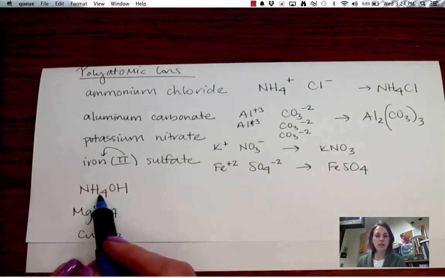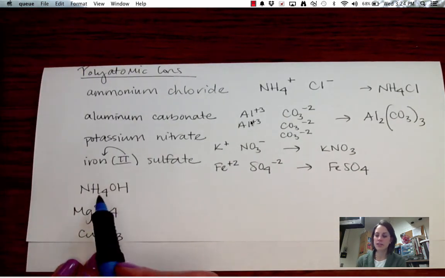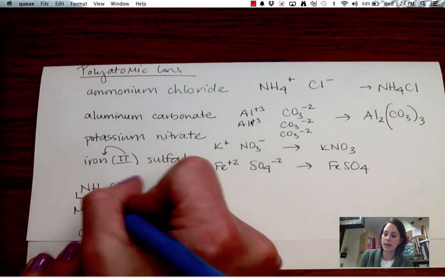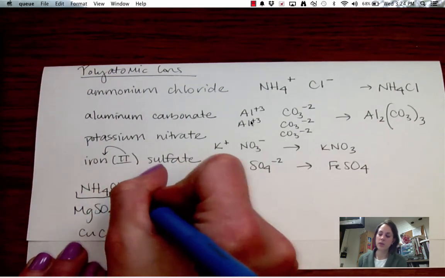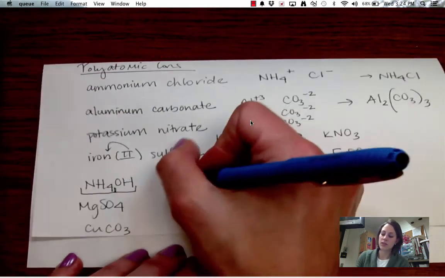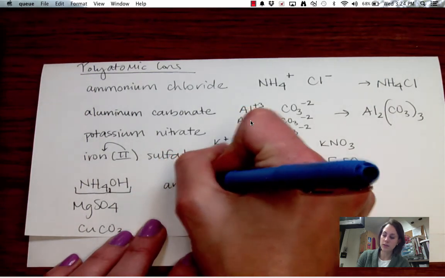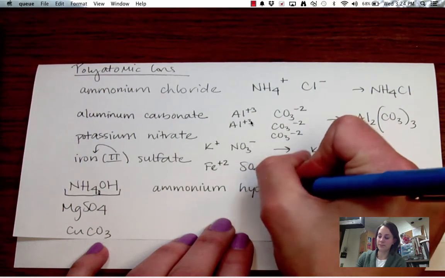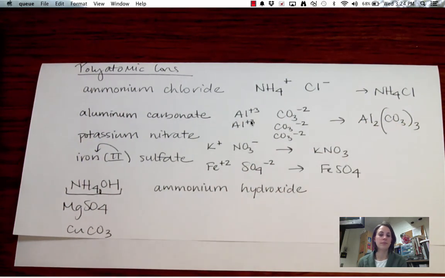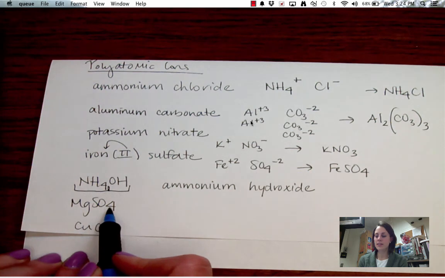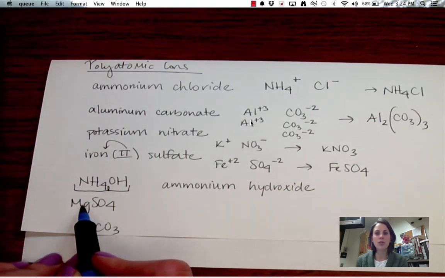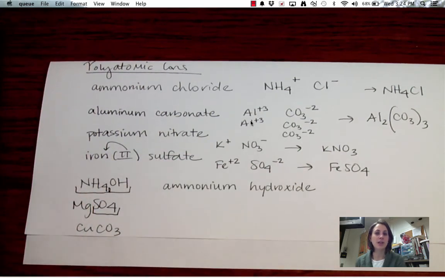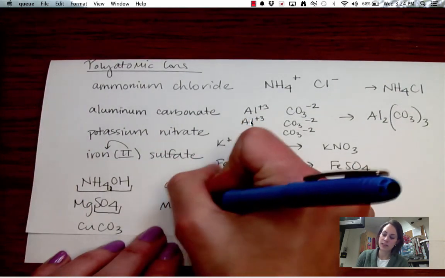Let's go into naming these compounds down here. So I see NH4OH. I actually have 2 polyatomic ions in this compound. NH4 is 1 and OH- is 1. So the name of NH4 is ammonium, and the name of OH is hydroxide. Next, MgSO4. Magnesium is not a transition metal, so I do not need Roman numerals. SO4 is my polyatomic ion, so I have to recognize the name of that as sulfate. So my name becomes magnesium sulfate.